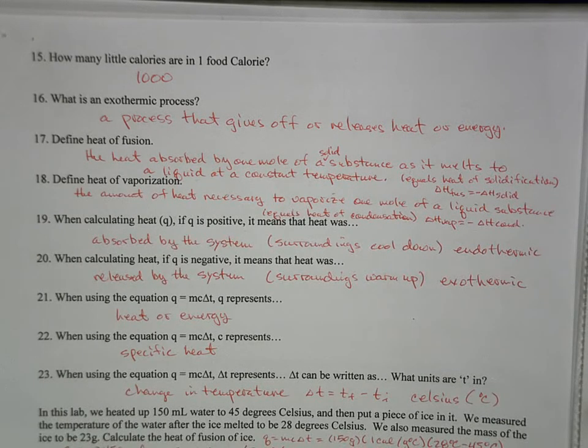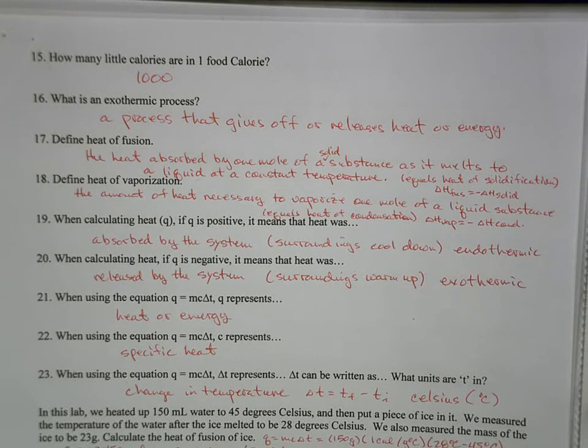Exothermic, process that gives off or releases heat. 17 and 18 directly out of the book, chapter 17. Heat of fusion, the heat absorbed by 1 mole of a solid substance as it melts to a liquid at a constant temperature. By the way, this equals the heat of solidification, however, opposite sign. So on that one worksheet, we changed it from positive 333 joules per gram to negative when we were freezing.